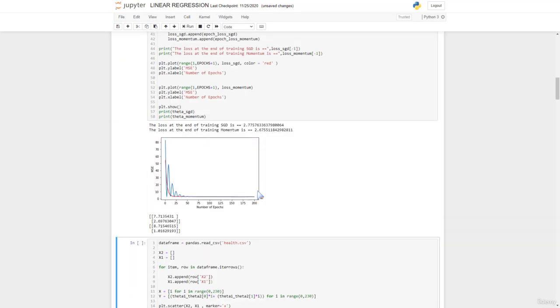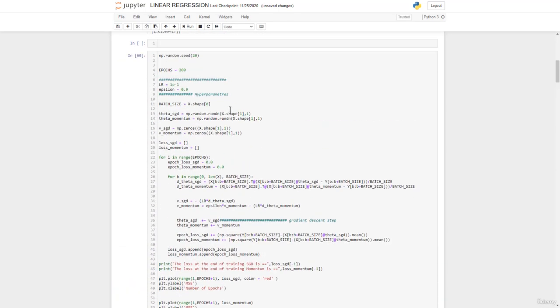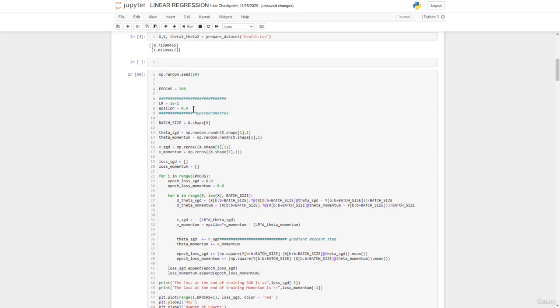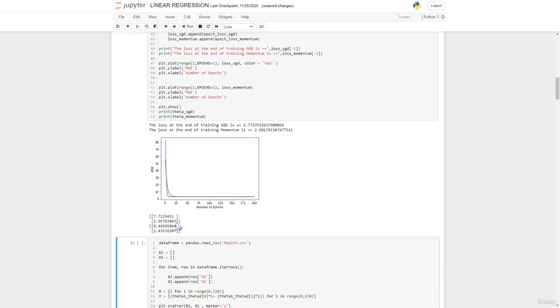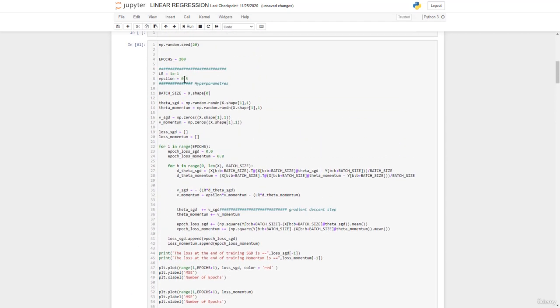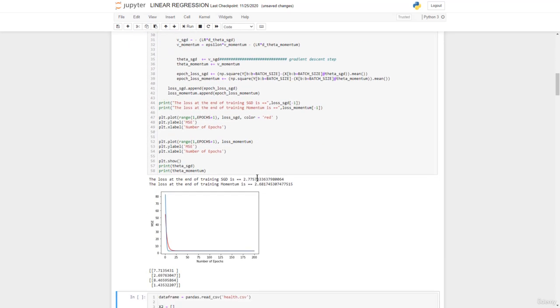We run this. Now we modify epsilon, our hyperparameter. We could take, say, 0.5. And we'll see clearly how the reduction of the value of epsilon has slowed down the momentum algorithm. You shall take the Nesterov momentum algorithm as an in-class exercise.